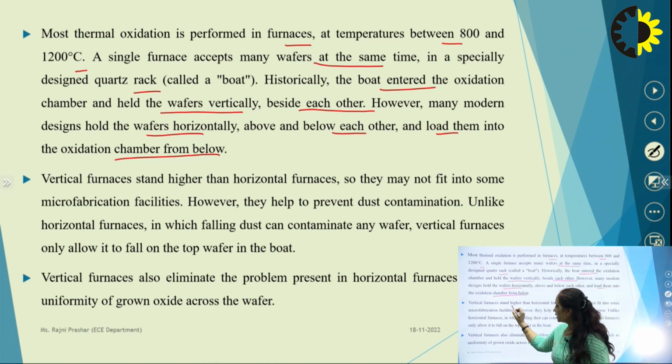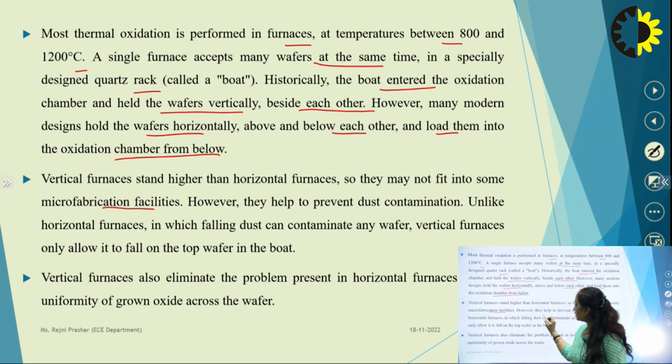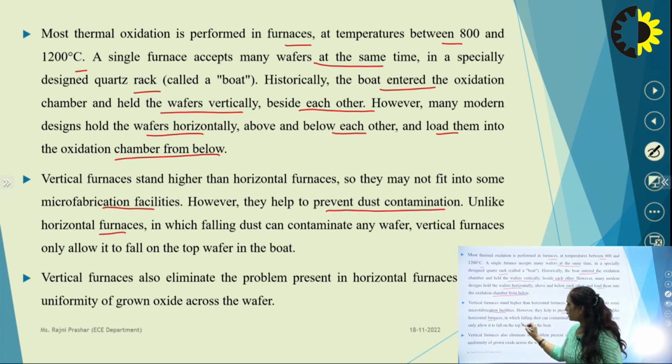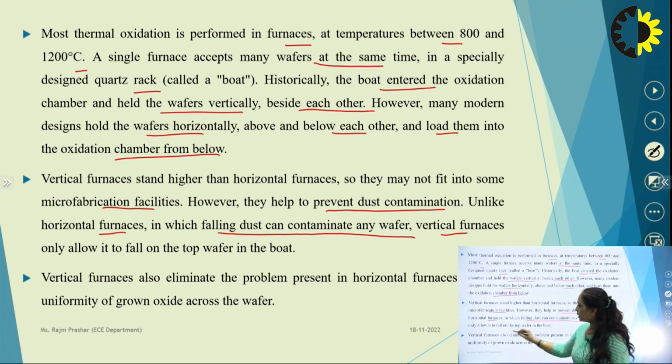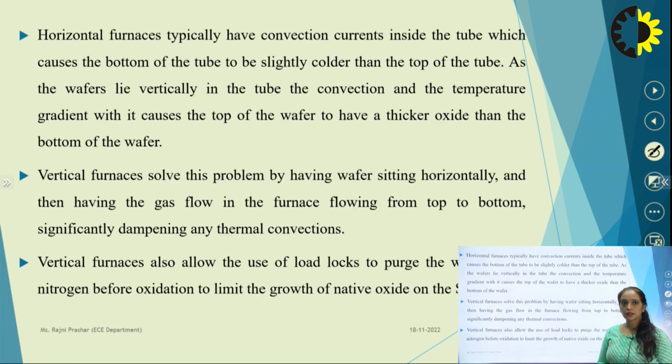Vertical furnaces stand higher than horizontal furnaces, so they may not fit into some microfabrication facilities. However, they help to prevent dust contamination, unlike a horizontal furnace, in which falling dust can contaminate any wafer. A vertical furnace only allows it to fall on the top wafer, right? The vertical furnace also eliminates problems present in the horizontal furnace, such as the uniformity of grown oxide on the wafer. Let us check how it is removed.